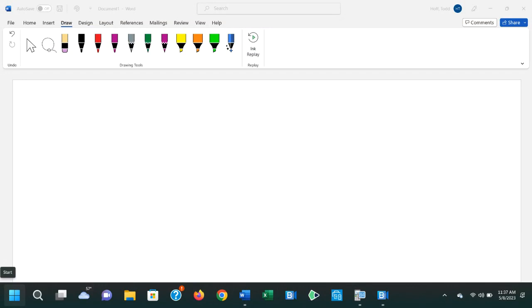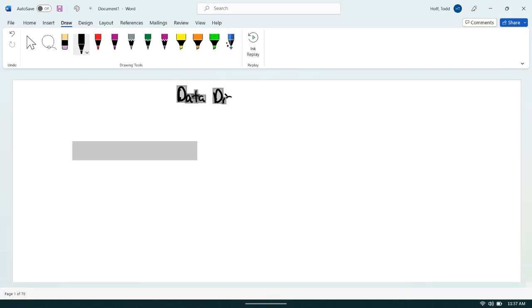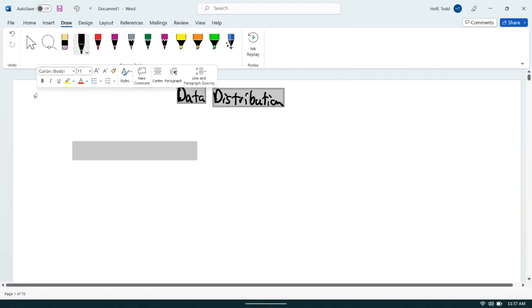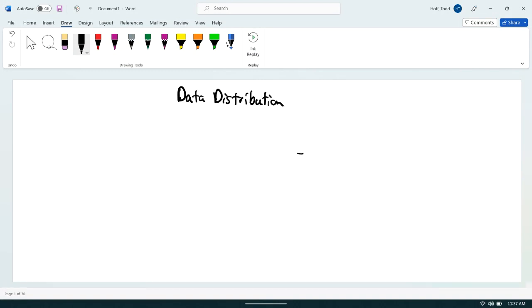We discussed measures of center and spread. And remember, what we're talking about is that data distribution. That data distribution was our bell curve.